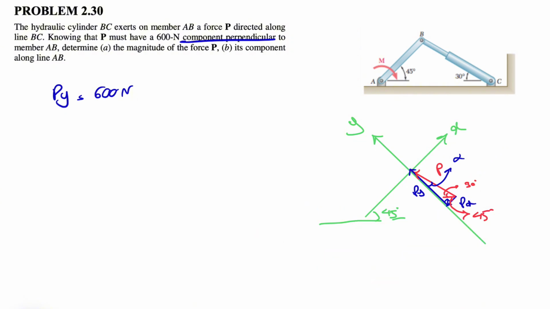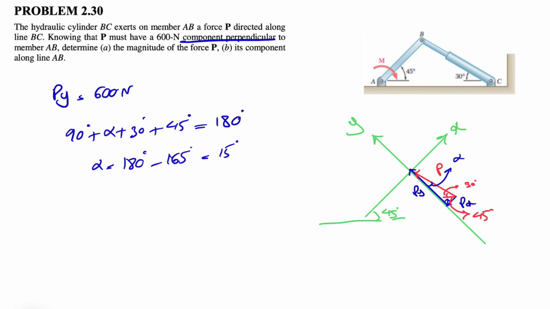So if we look at that right triangle that we have, 90 degrees plus our alpha plus 30 degrees plus 45 degrees is equal to 180, which is the sum of all angles in a triangle. So we should be able to find alpha in here, which will be 180 degrees minus 165 degrees. That's going to be 15 degrees.